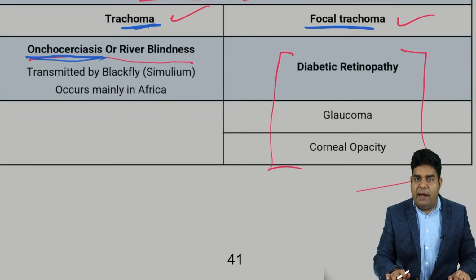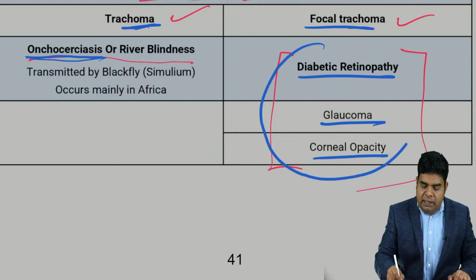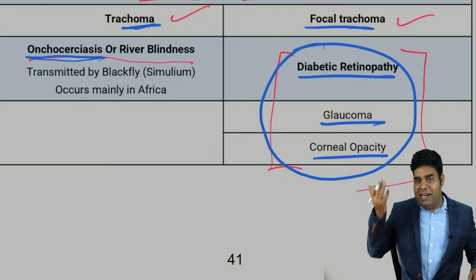In the India list we have these three things: diabetic retinopathy, glaucoma, corneal opacity. WHO focuses on 5. We are more developed, so we focus on 7 illnesses.